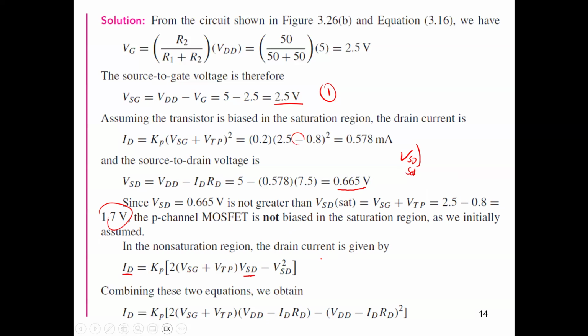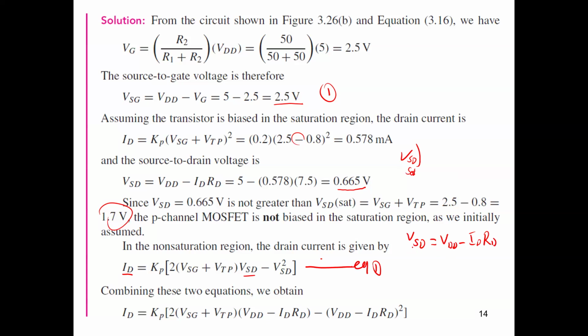So how can we solve this? We need to solve two equations together. If we have two unknowns, we have to solve two equations. So the first equation is our current equation. Let's say this is equation number one. And the second equation can be obtained from the circuit. How can we get it from the circuit? Simply, the equation from the circuit is VSD equals VDD minus ID times RD.